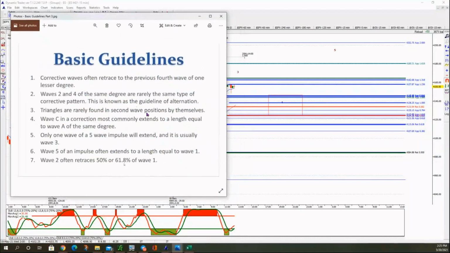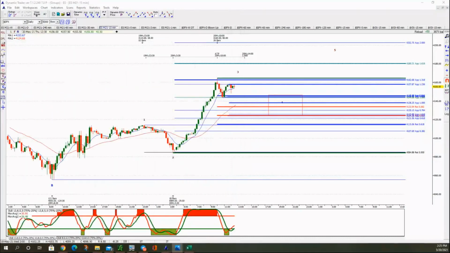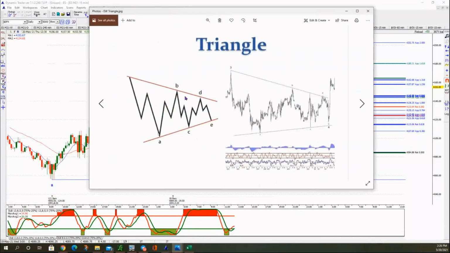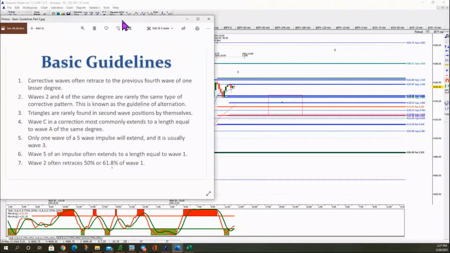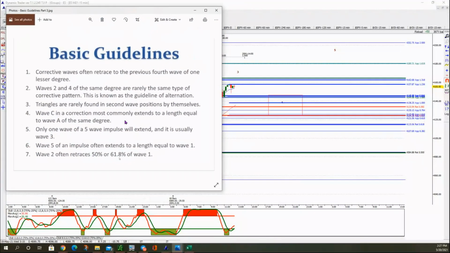Okay, triangles are rarely found in the second wave position by themselves. So in the second wave position, you normally wouldn't find a corrective triangle. If you had a triangle right here, you're usually not going to have a triangle in this one. Wait, I do have it. I knew I had it somewhere. You're not going to have this pattern right here in your second wave. You're usually going to have triangles up here. And a triangle is going to be something like an A, B, C, D, E, pulling back into that last fourth wave of a lesser degree. So that's the principle of alternation.